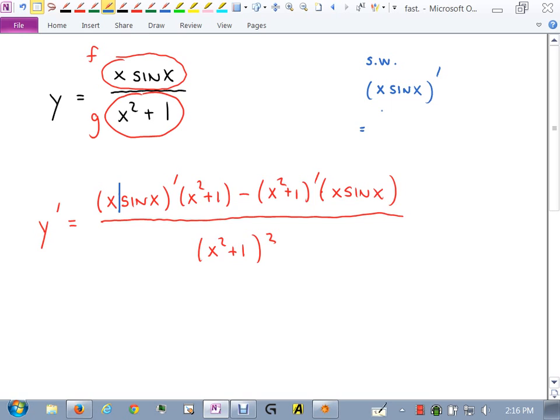this is all going to come down to how fast you can get with this. Do you have to write down each time the primes? It's going to depend on you. I'm going to work that one a little faster. We have the product rule right there between the x and the sine x. So the derivative is sine x, and then plus x cosine x.